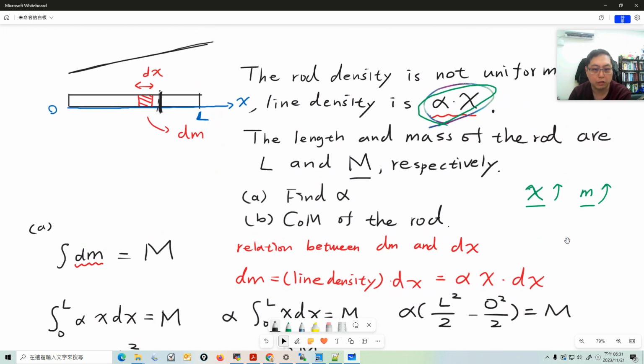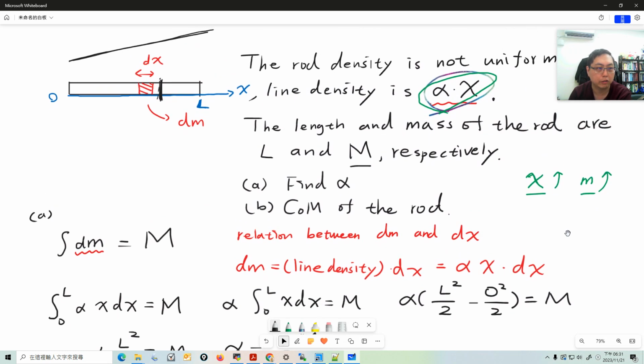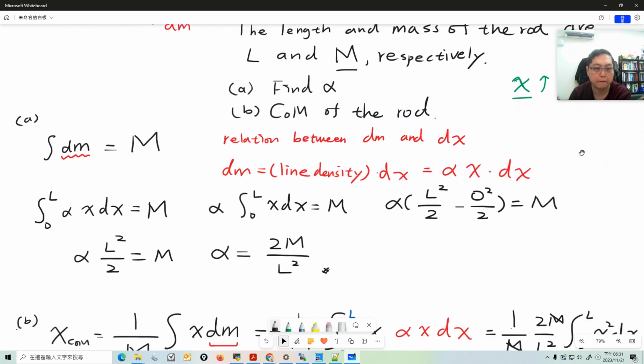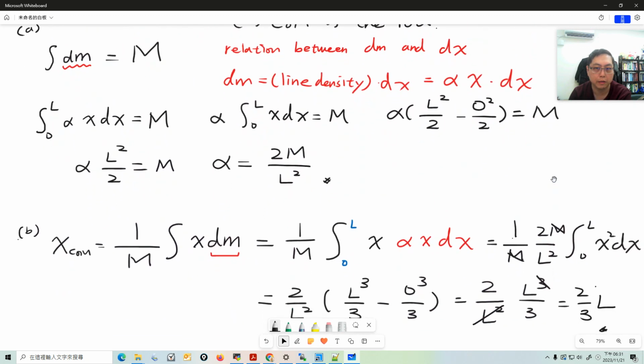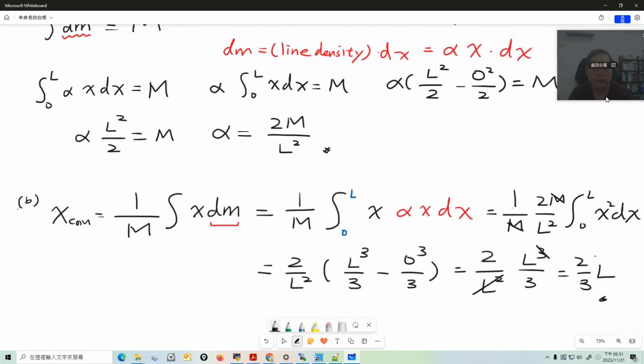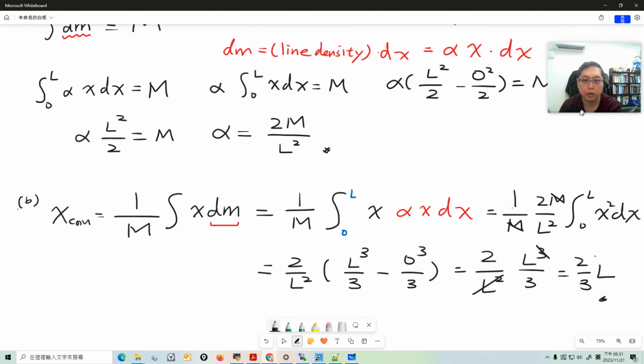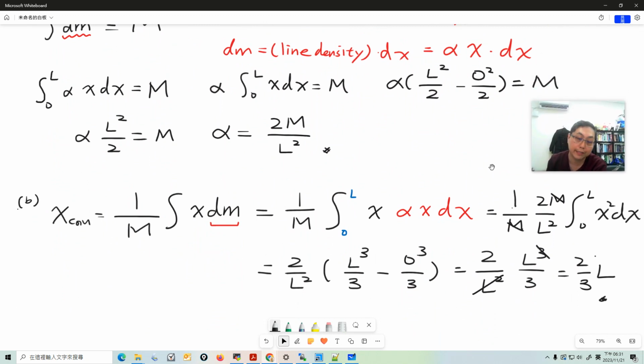So this is another example of calculating center of mass for a continuous system with non-uniform density. In the next video we will demonstrate an example from the textbook. In the textbook, it's actually a two-dimensional problem, but after all it still reduces to a one-dimensional problem. I will discuss that problem in the next video.